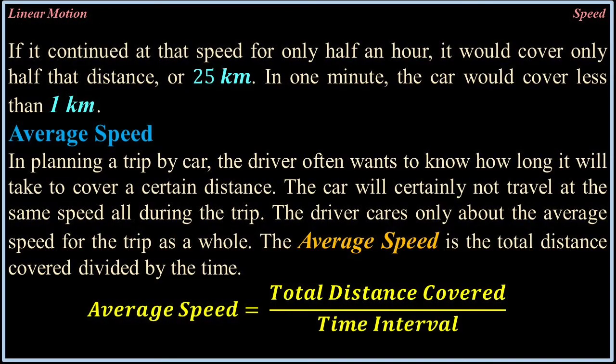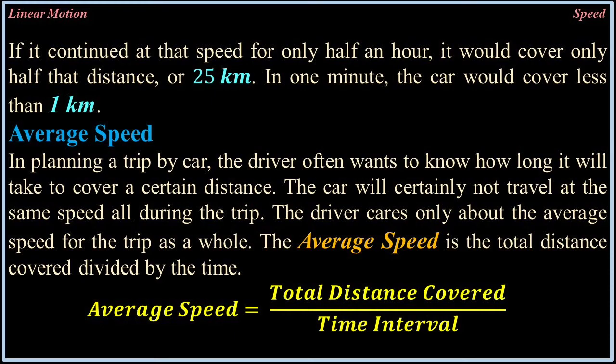If it continued at that speed for only half an hour, it would cover only half that distance, or 25 kilometers. In a minute, the car would cover less than 1 kilometer. Average speed. In planning a trip by car, the driver often wants to know how long it will take to cover a certain distance. The car will certainly not travel at the same speed all during the trip. The driver cares only about the average speed for the trip as a whole.